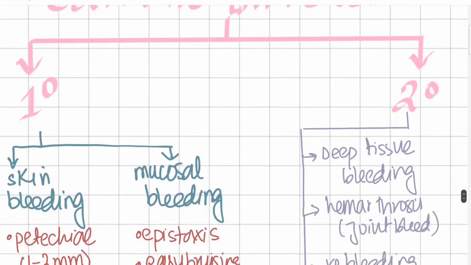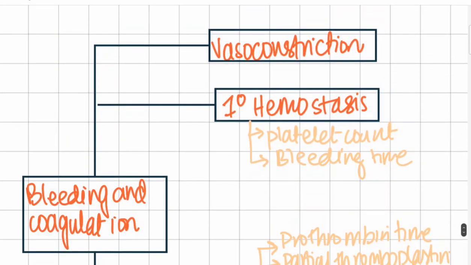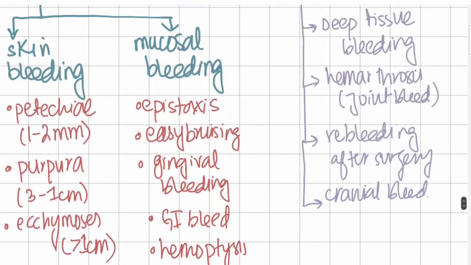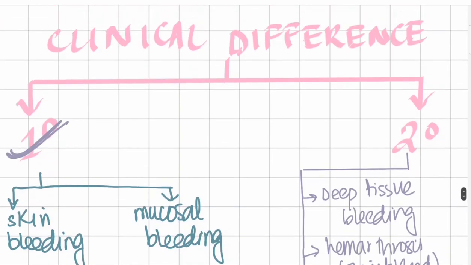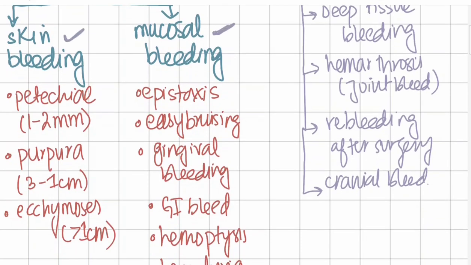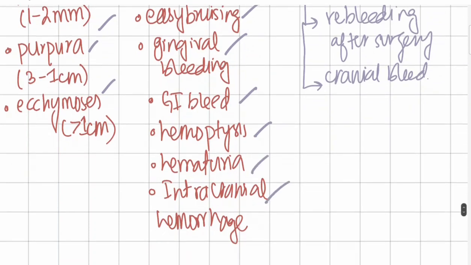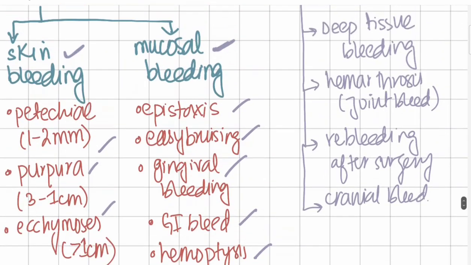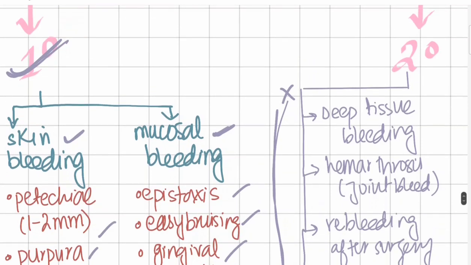So now what is going to be the clinical difference? So first we need to know where is the problem. The problem is in primary hemostasis. So because of that, you need to know that as primary hemostasis is problematic, what are going to be the clinical features? The clinical features are going to be skin bleeding and mucosal bleeding, petechiae, purpura, ecchymosis, and epistaxis, easy bruising, gingival bleeding. GI bleed, hemoptysis, hematuria, and intracranial hemorrhage only in severe cases, right? But none of these things are going to happen in deep tissue bleeds. These happen in secondary hemostasis disorders, right?